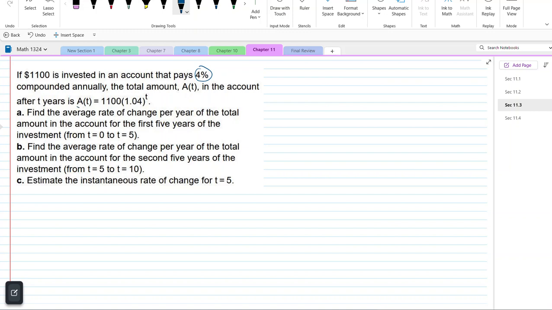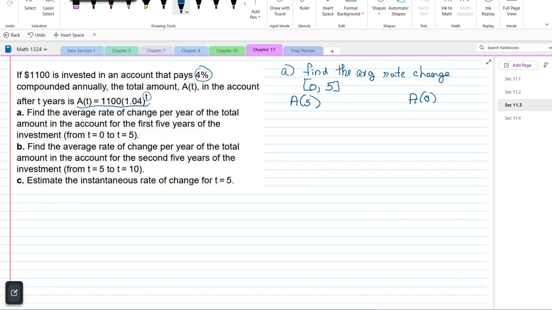after T years is this function. Notice T is the exponent. We want to, first for the A, find the average rate of change. Okay, so that means we have a closed interval from 0 to 5. All right, so we need to find A of 5 and A of 0.